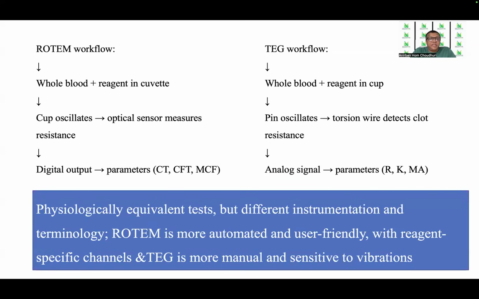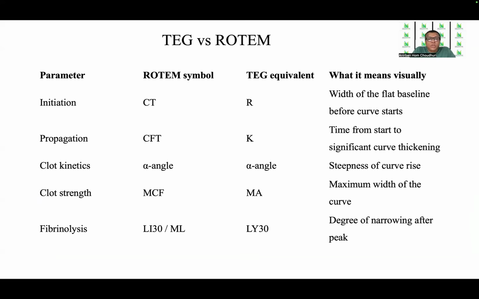Now, physiologically, they're equivalent tests, but they have different instrumentation and terminology. But what can be said is that ROTEM is more automated and user-friendly with reagent-specific channels, while TEG is more manual and sensitive to vibrations. So if you look into TEG versus ROTEM, for initiation, the ROTEM symbol is clotting time. The TEG equivalent is the reaction time. What it means visually is the width of the flat baseline before the curve actually starts.